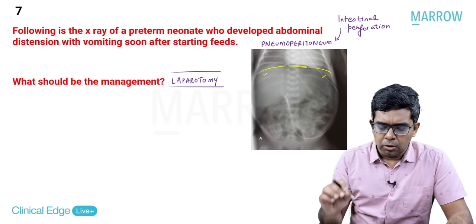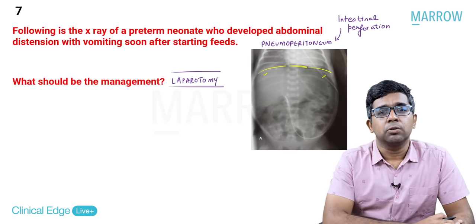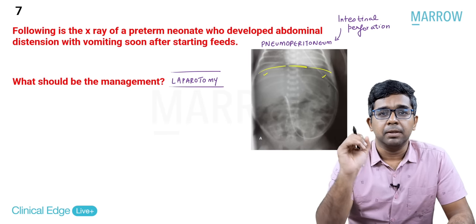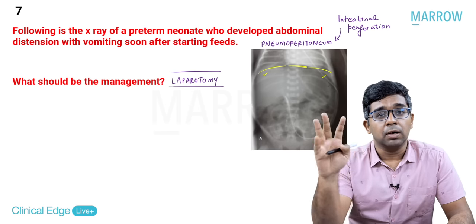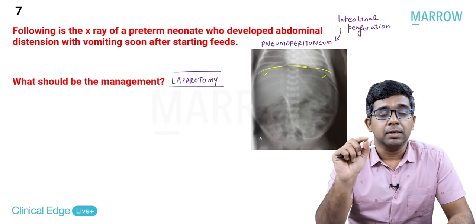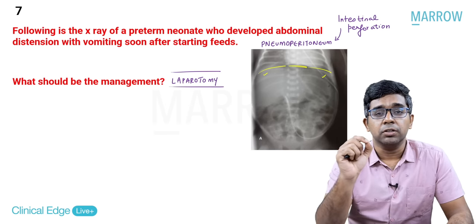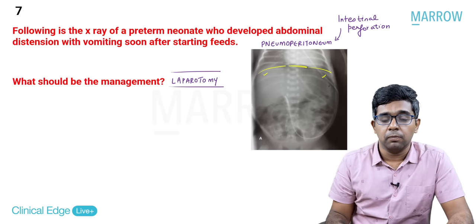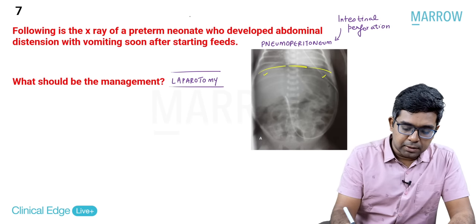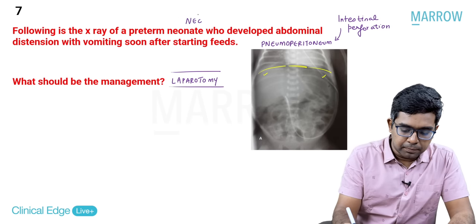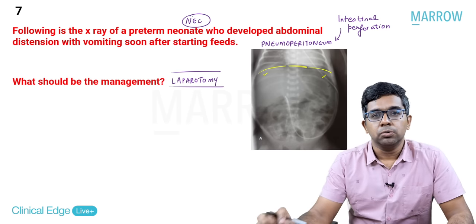Right. First of all, what could this condition be? A preterm baby having some abdominal problems, intestinal perforation, and that too after starting the feeds. What could be this condition? Yes, it's a very dangerous and an emergency situation involving preterm babies in the gastrointestinal tract. It is NEC, necrotizing enterocolitis.